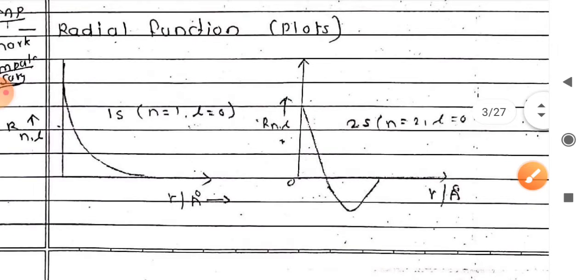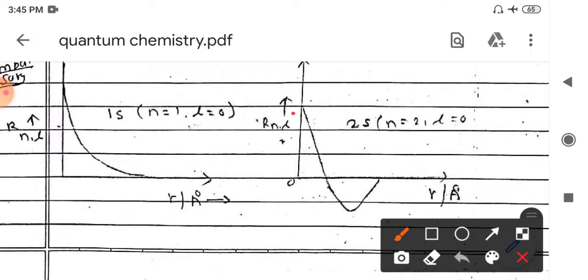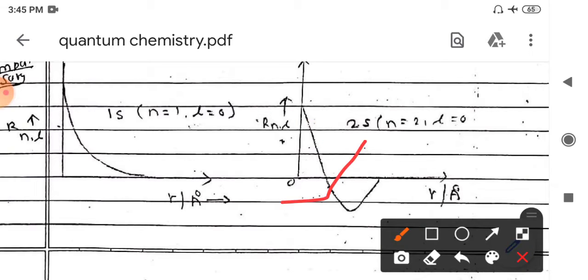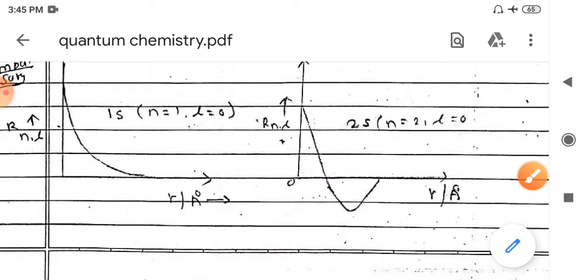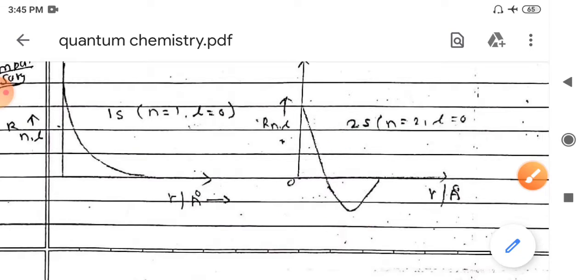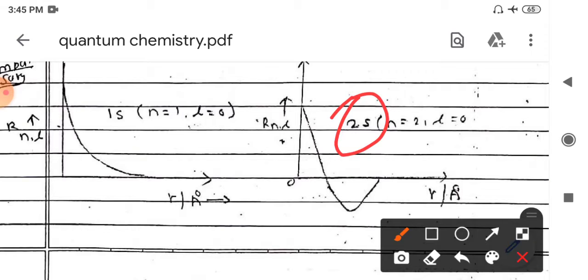So for 2s, again we will have such a curve, but there is one node. What is a node? A node is where the sign of the wave function changes. Here it is positive but here it is negative. So for 2s orbital there is one radial node.